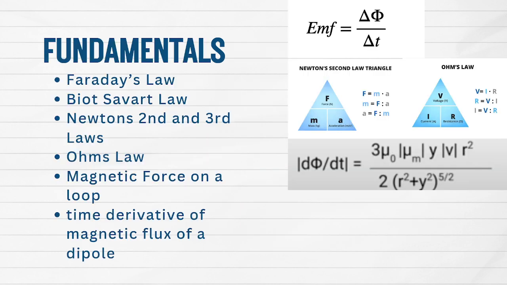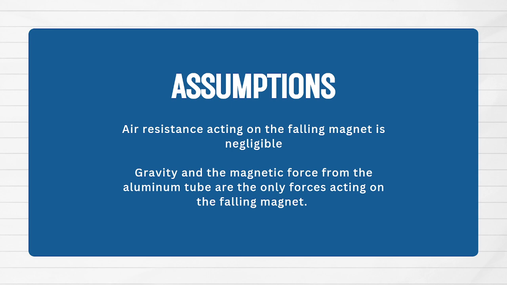To quickly go over some of the fundamentals, the main fundamentals I used to calculate this experiment were Faraday's law, Biot-Savart law, Newton's second law, Newton's third law, Ohm's law, the magnetic force on a loop, and the time derivative of the magnetic flux of a dipole. I listed some of the formulas on the side so you can easily see how they're represented.